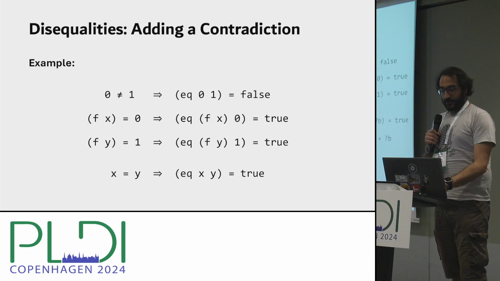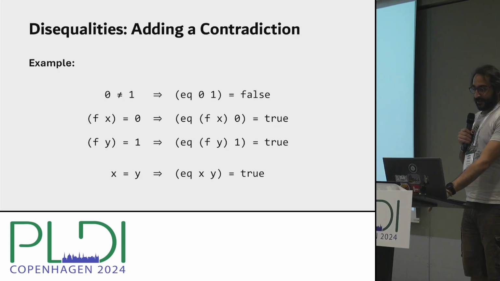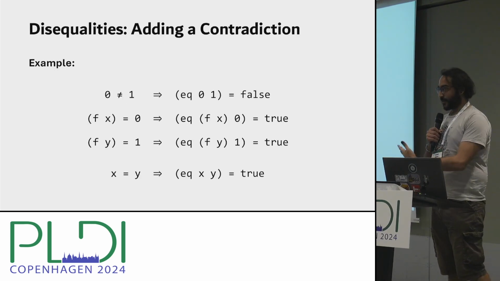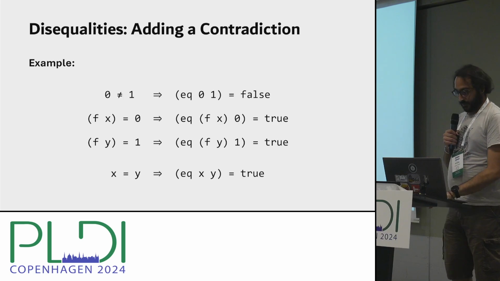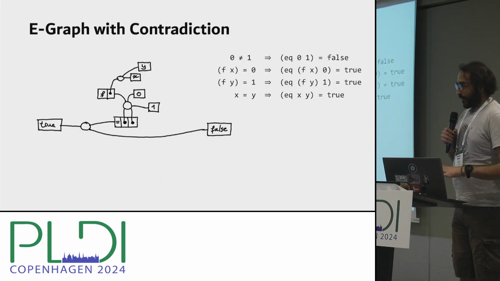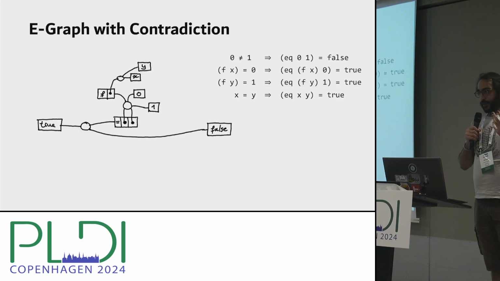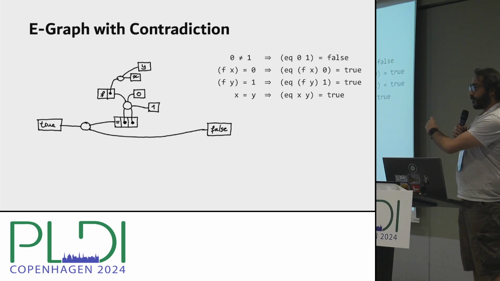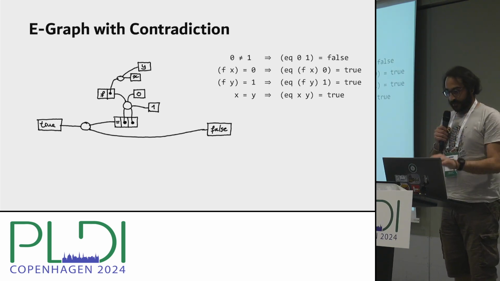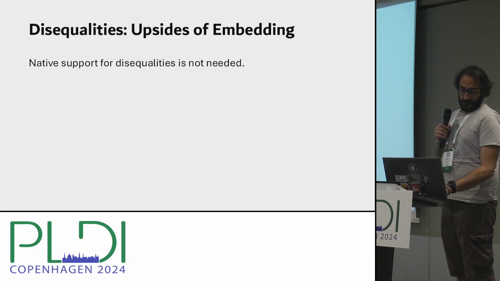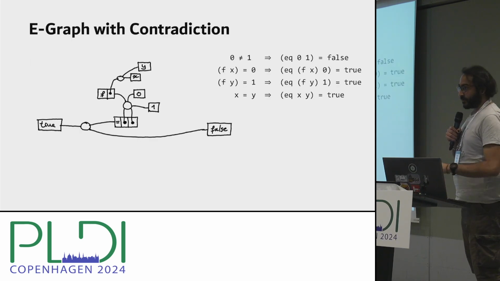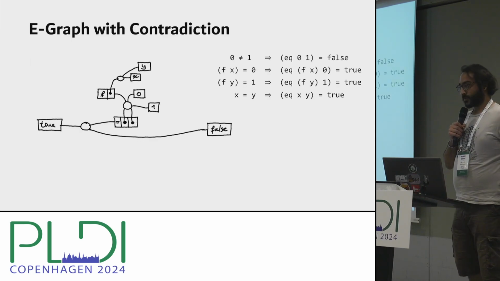Okay, now let's introduce a contradiction. If I say 0 is not equal to 1, then x is equal to y. These two contradict through the middle rules. If I then build the E-graph for that and saturate it, I get the following: if we look at the class for true, we'll see that false is also inside it. That's a sign of a contradiction. So when you want to find a contradiction, just look whether true is equal to false.